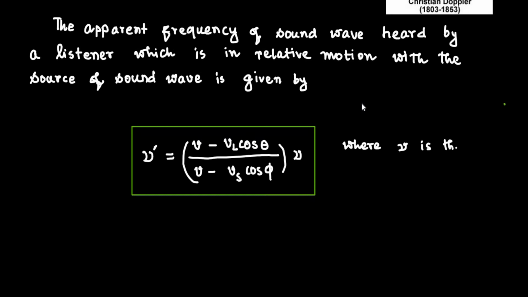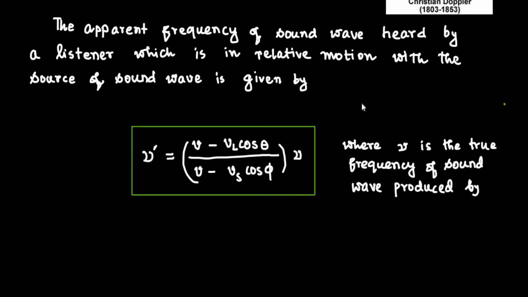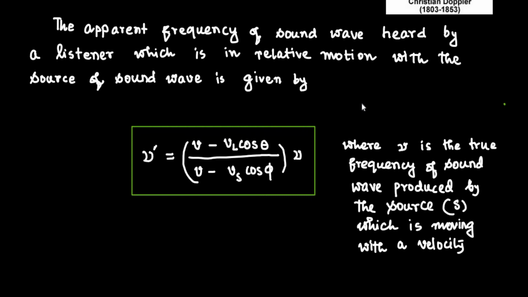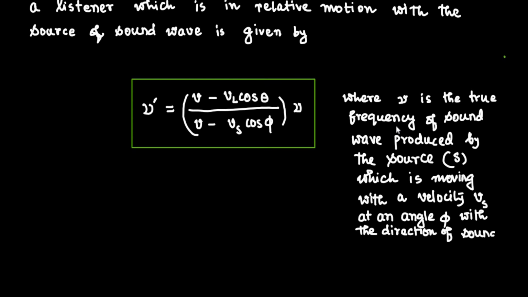That is the apparent frequency of sound wave heard by the listener, where nu is the actual frequency or true frequency of sound wave produced by the source, which is denoted by S, and the source is moving with a velocity vS at an angle phi with the direction of sound wave propagation.